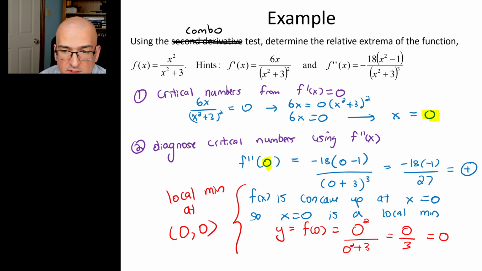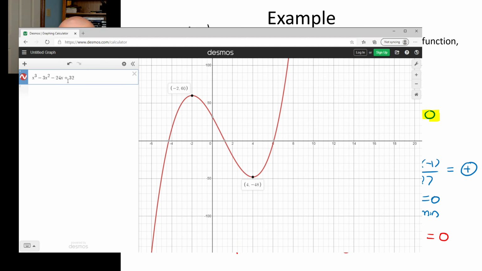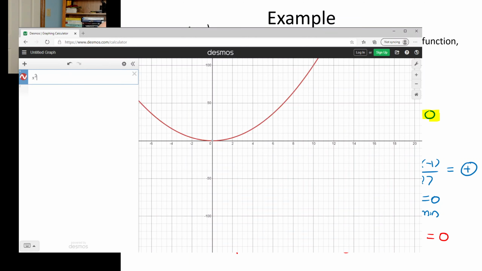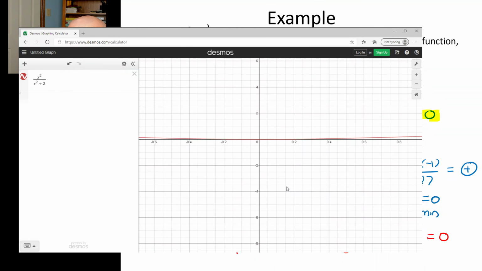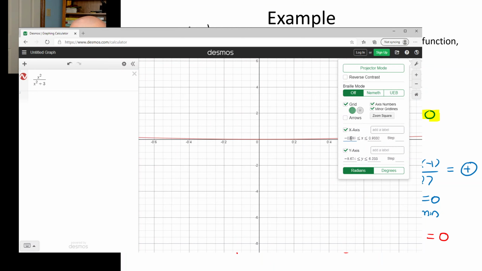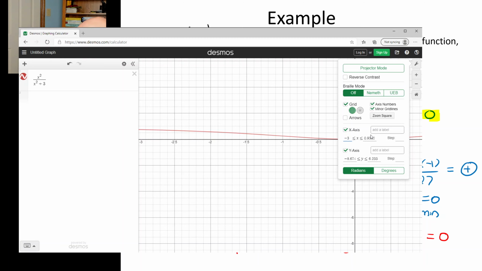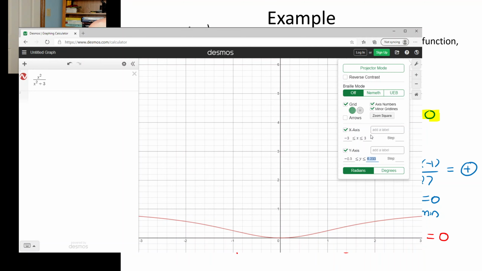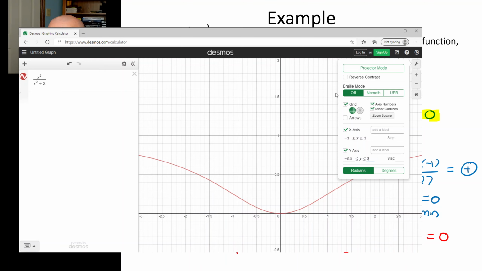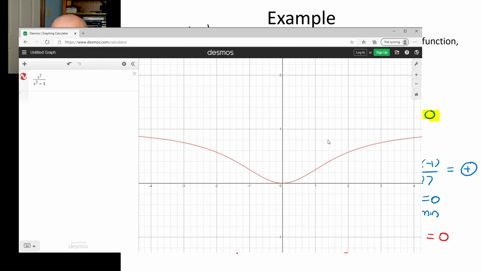And I'll quickly graph it. X squared divided by x squared plus 3. Looks like a big bunch of nothing unless you zoom in. Okay, I'm going to go from minus 3 to 3. And the y-axis I'll go from negative 0.5 to 2. There's the graph. So we found that there's a min at 0, and that's exactly what the graph shows.